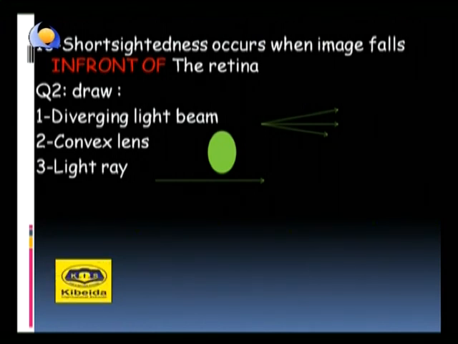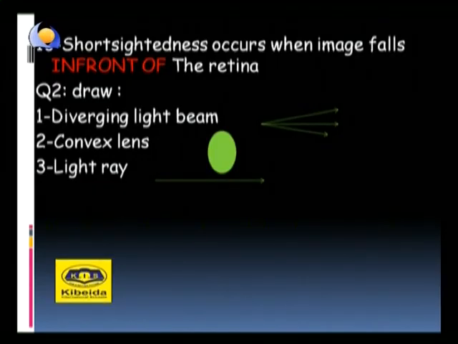Question two, draw. In the light unit, you will find different diagrams about three light beams. The first one, number one, is a diverging light beam, when the light spreads out. You will find a diagram of a converging light beam, when the light is gathered into a point. You will find a parallel light beam, three or four or whatever number of light rays, without crossing.